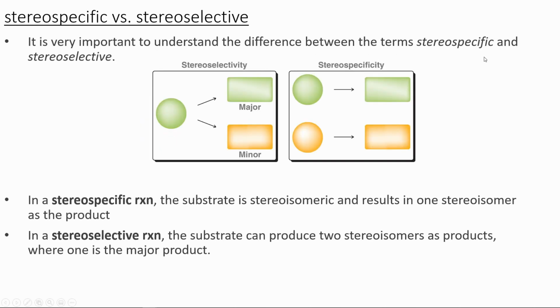There's a big difference between stereospecific and stereoselective. In a stereoselective reaction, we have one molecule that can form 2 molecules, one of which will be the major product. And in a stereospecific reaction, we have two different molecules or conformations, each of which can lead to a different product.